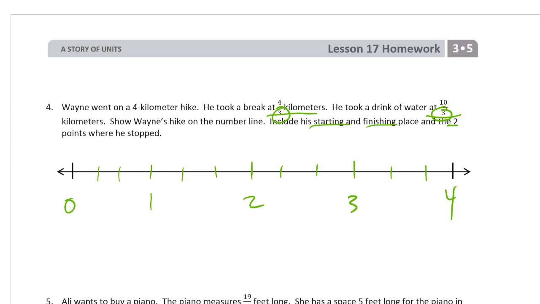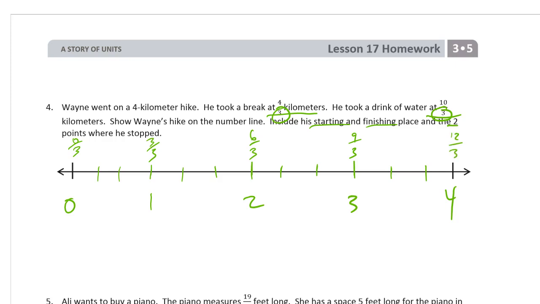All right, so we need 4 thirds. So 1 is going to be, if we were counting by 3s, 3/3, 6/3, 9/3, right? Every 3 is going to be 3 more thirds, 12/3. Those are our whole numbers.